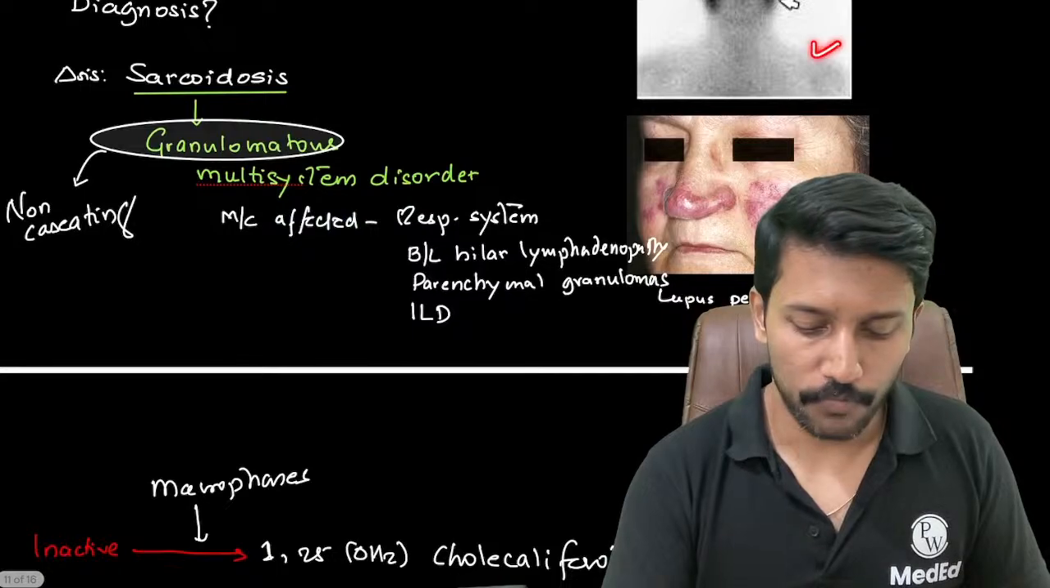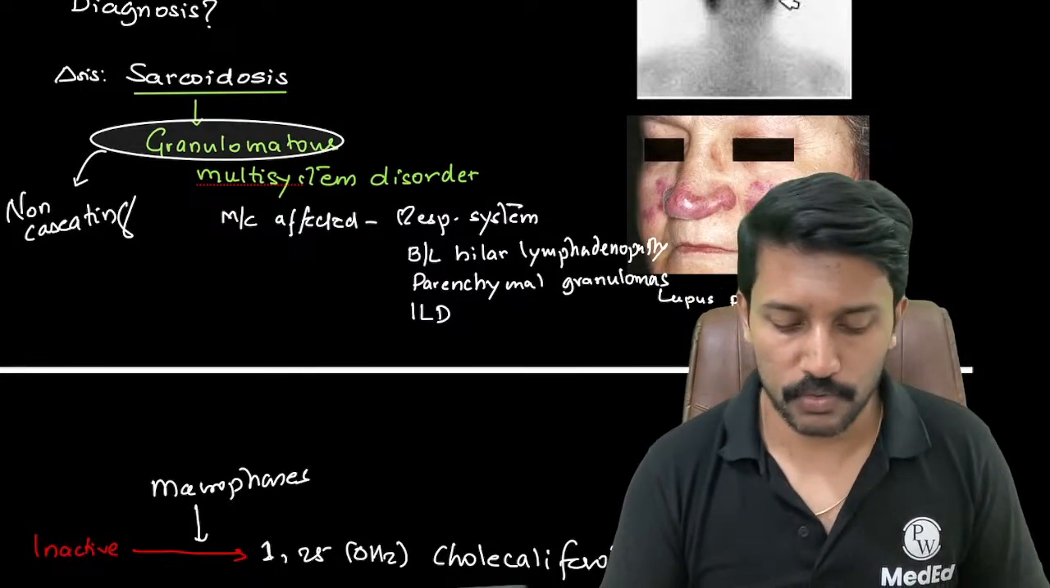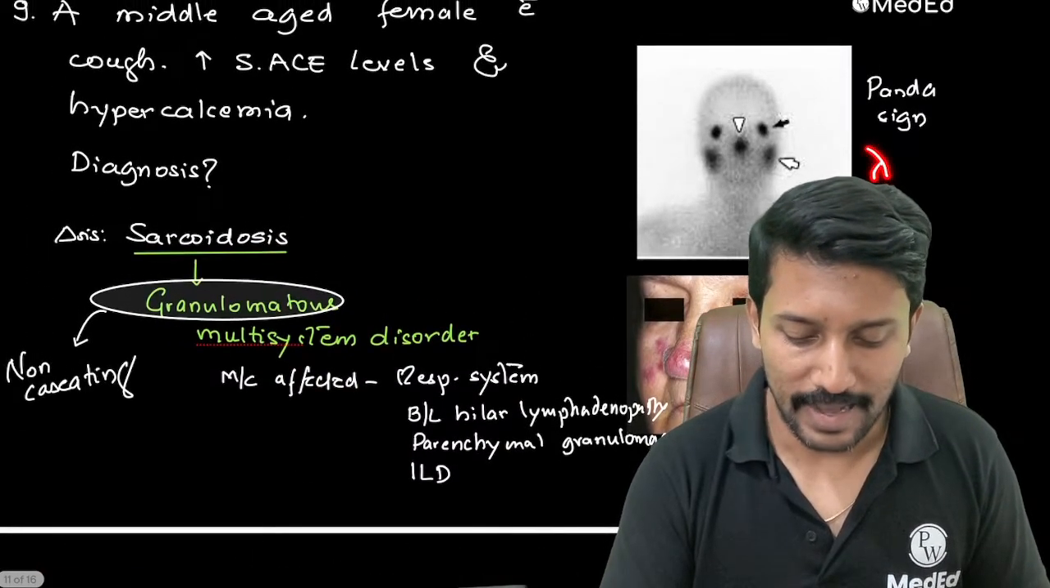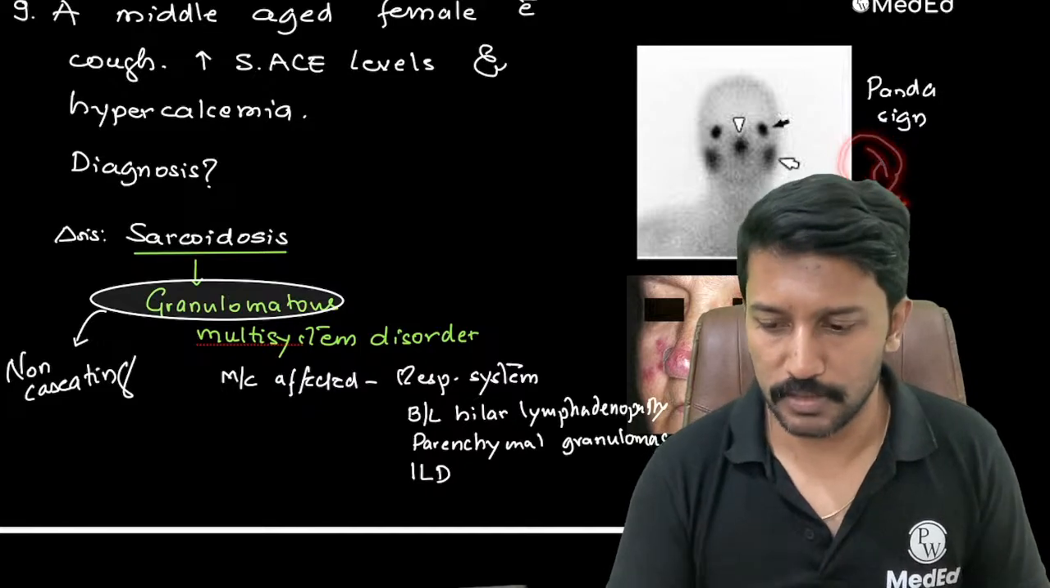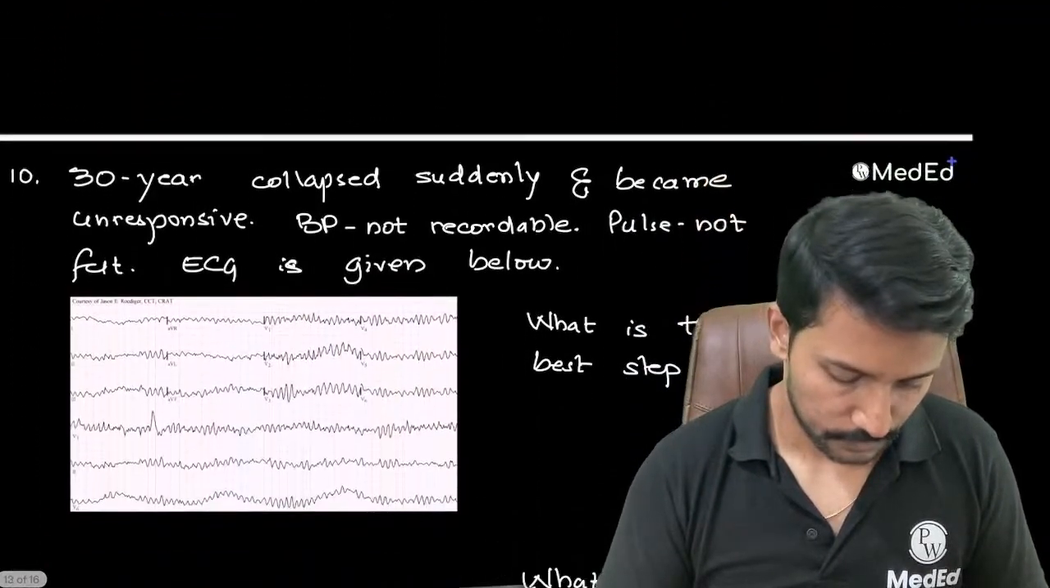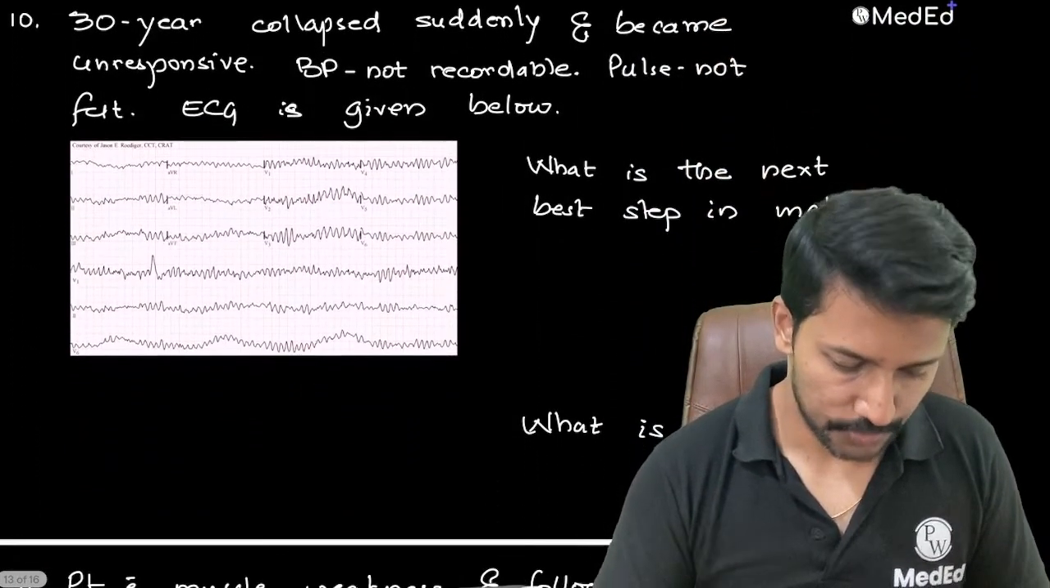Please go through other images of sarcoidosis. Like there is also one more sign called the lambda sign that can also be asked as an image based question. Okay. Now coming to the next question.